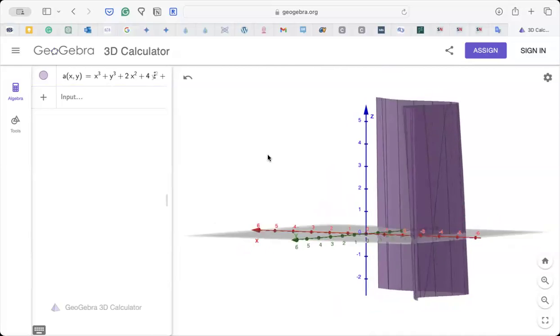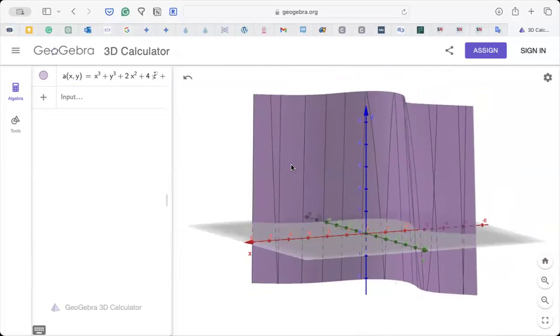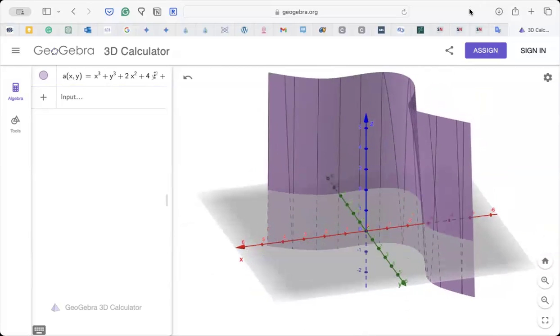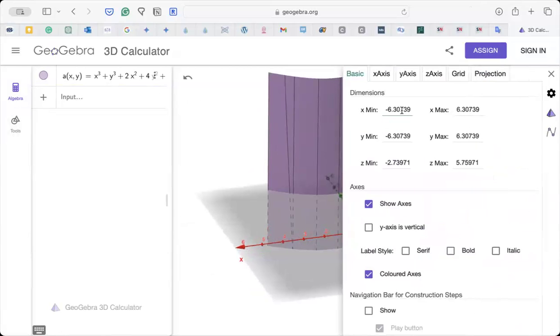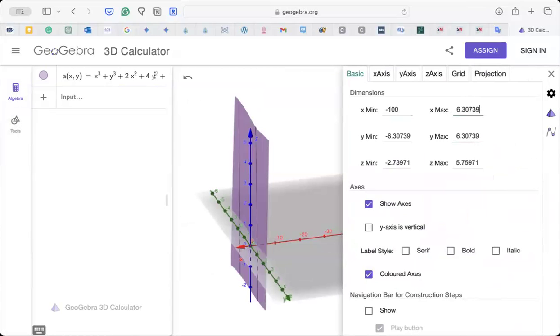Let us change the dimension. How to do it? Just one moment. Show plane, show grid. Let's go down to 100.